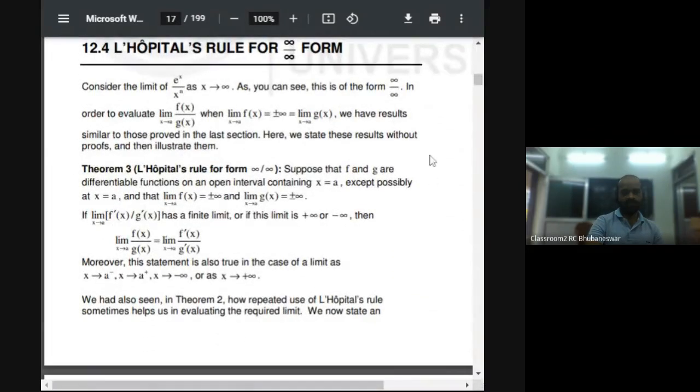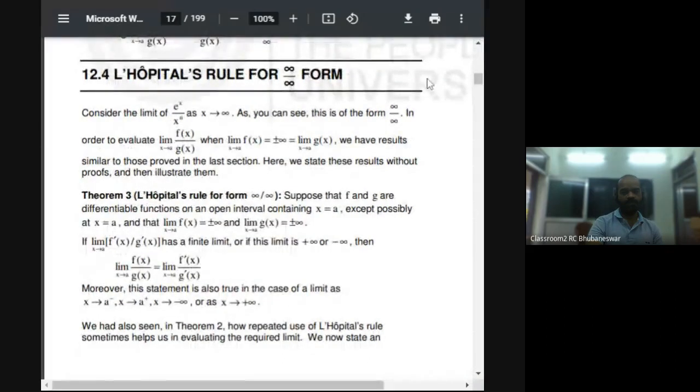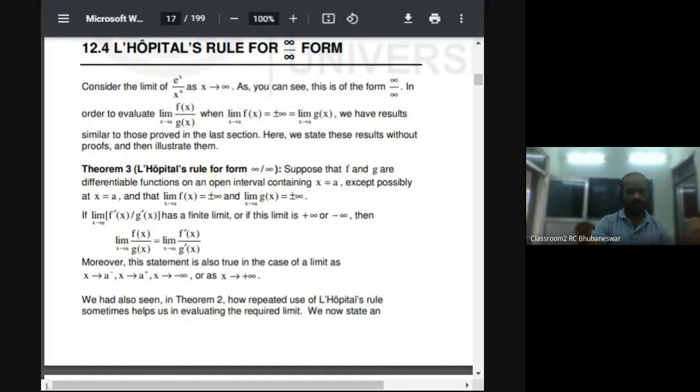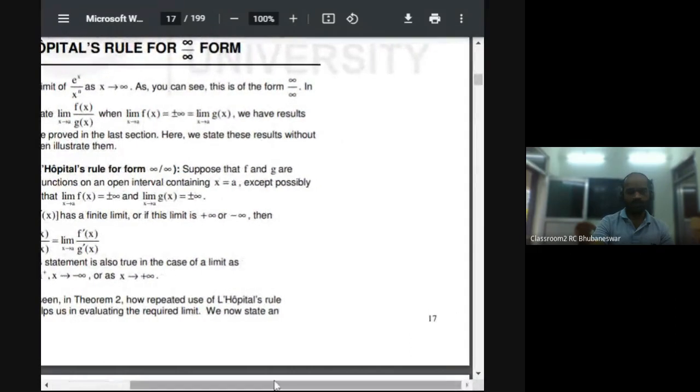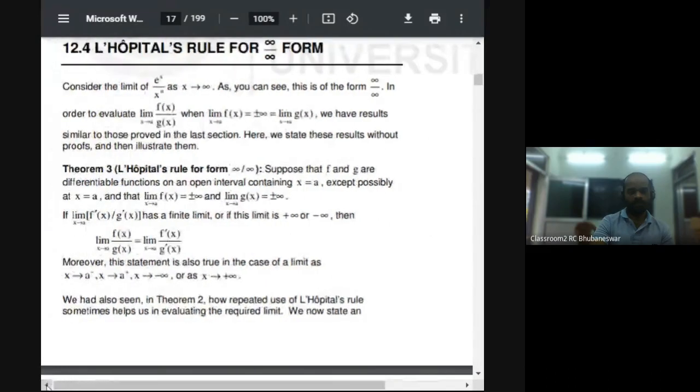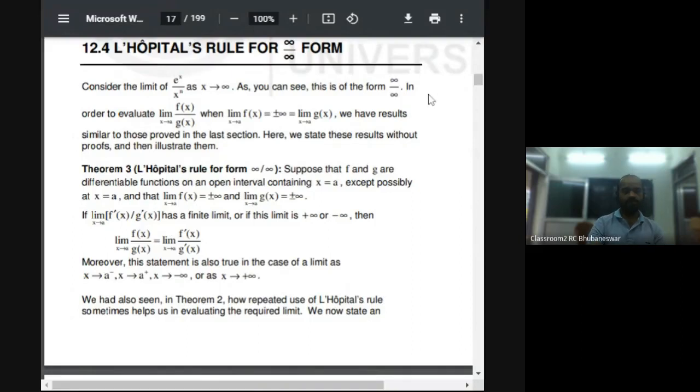So now the same L'Hopital rule can be applicable in the infinity by infinity form. And here, as you can see in your textbook, it is on page number 17. Page number 17, you will find the L'Hopital rule for infinity by infinity form. So here, we just have to ensure that the form of the limit must be infinity by infinity. That means if we assign the value of the point x, the numerator gives us an infinity value and the denominator also gives us an infinity value. So whenever this situation arises, then again we can apply the L'Hopital rule or L'Hospital rule.